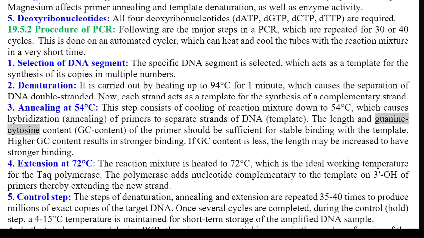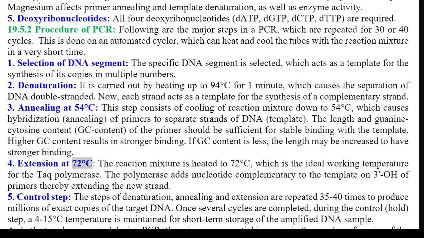The length and guanine cytosine content, GC content, of the primer should be sufficient for stable binding with the template. Higher GC content results in stronger binding. If GC content is less, the length may be increased to have stronger binding.